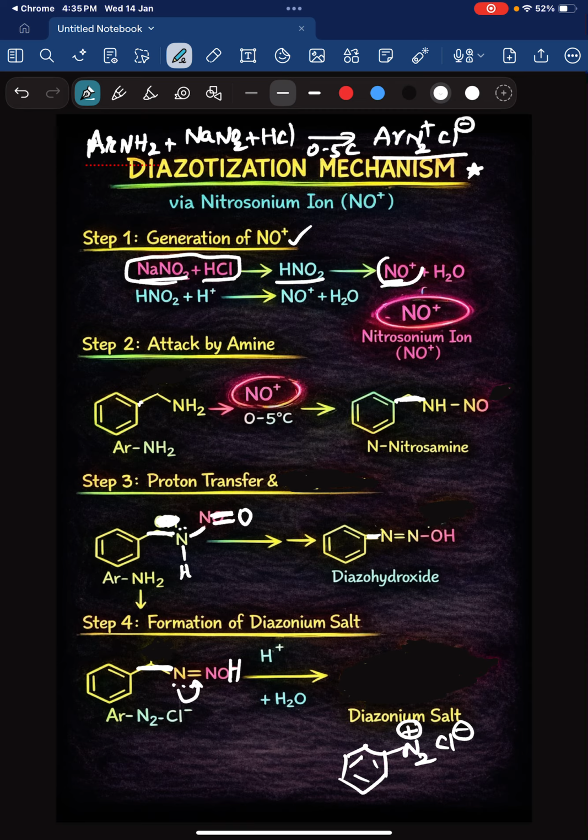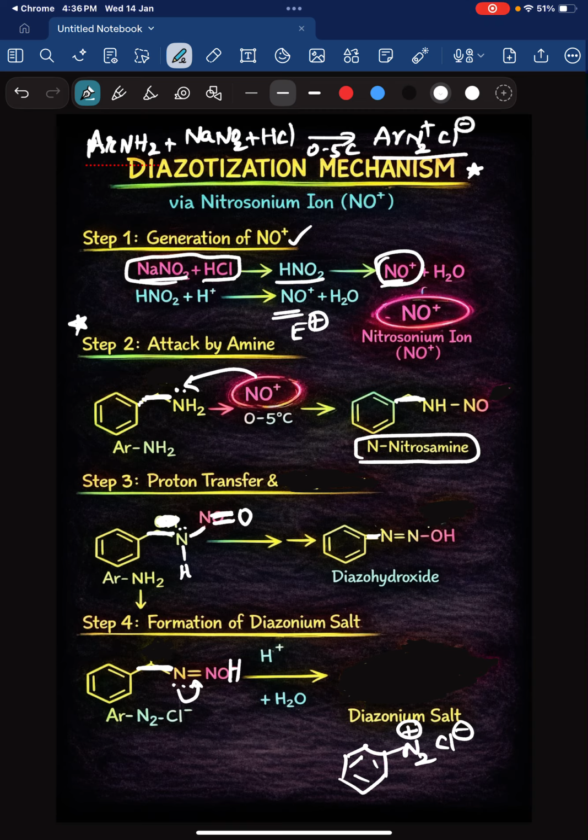So this nitrosonium electrophile is going to form this way. Coming to the nitrosonium ion, since it is an electrophile, it attacks the aniline, because nitrogen has a lone pair of electrons in aniline. So it attacks this lone pair of electrons and makes N-nitrosamine. So this is the intermediate which we get.